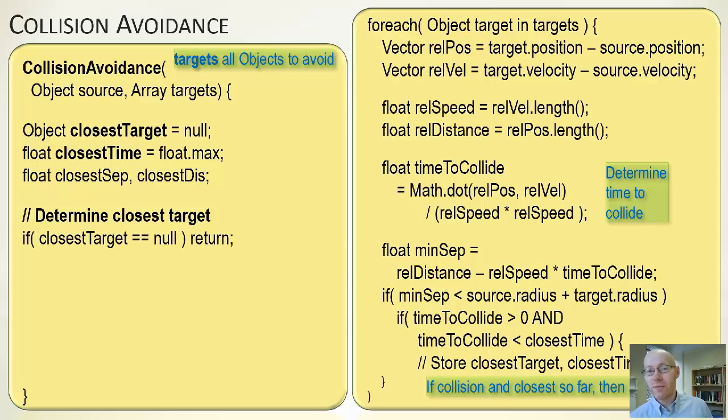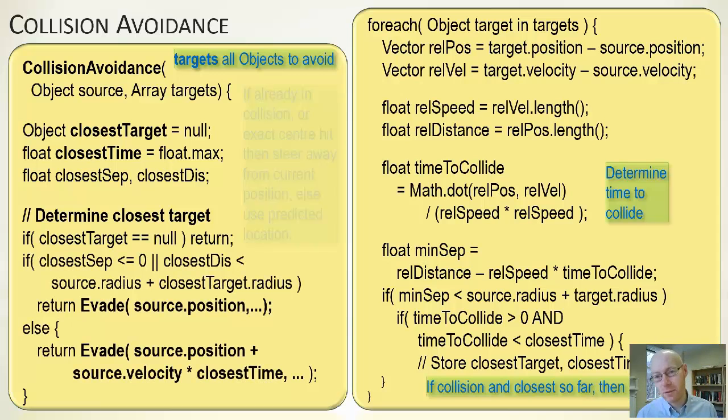Now, we'll do this for all objects, and then we'll check to see our closest target, do we have one? So if it's equal to null, what that means is that we looked through all objects and we didn't find any where, if we look in the future directions, they're actually going to collide. So objects can carry on and they'll not collide. And that being the case, we just simply return.